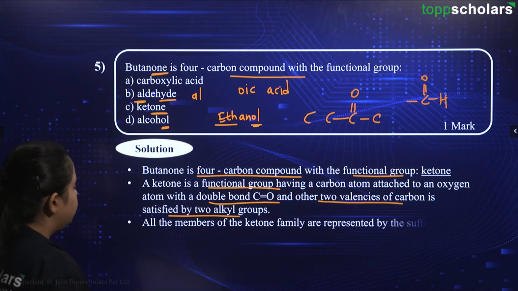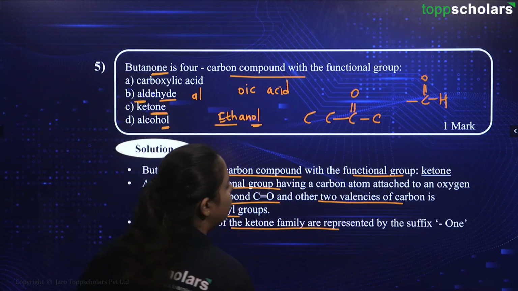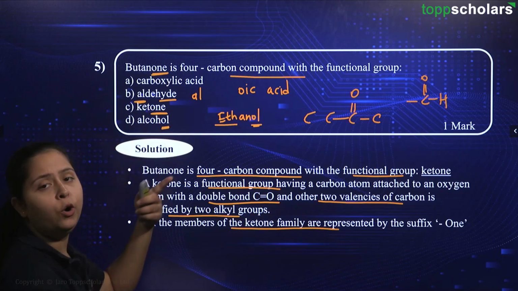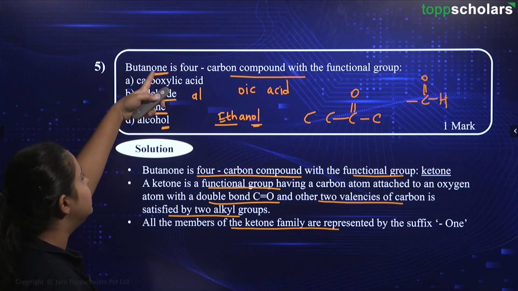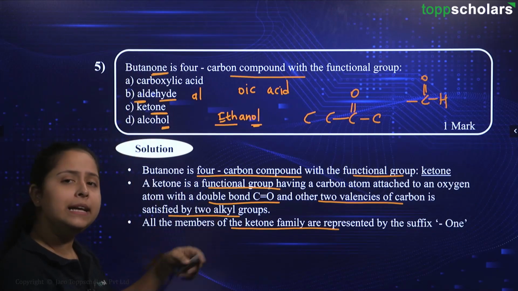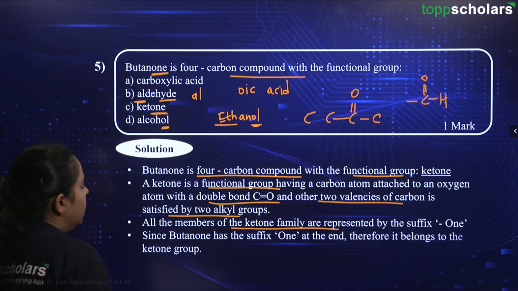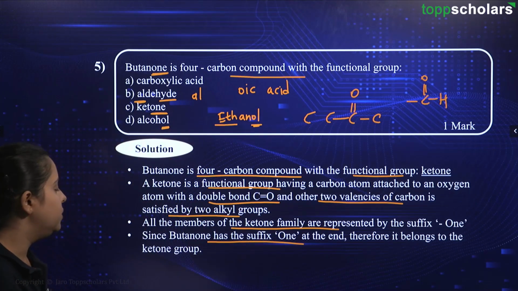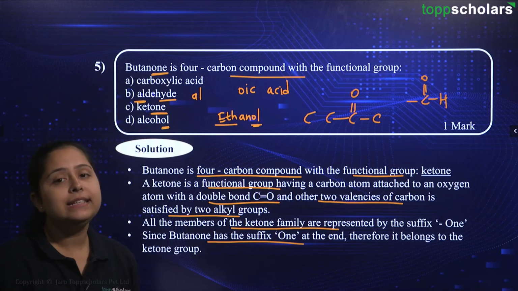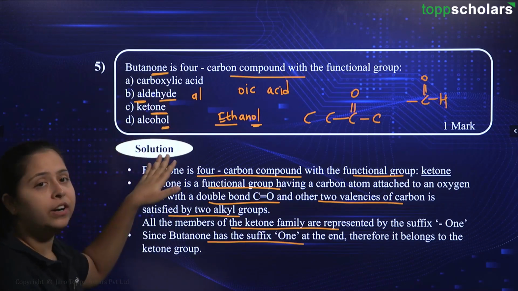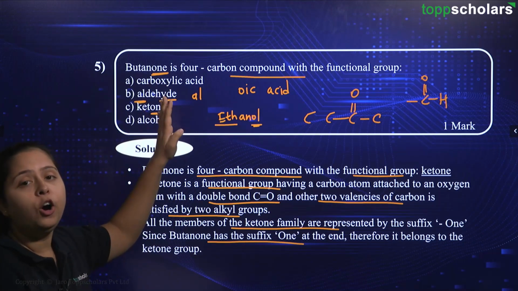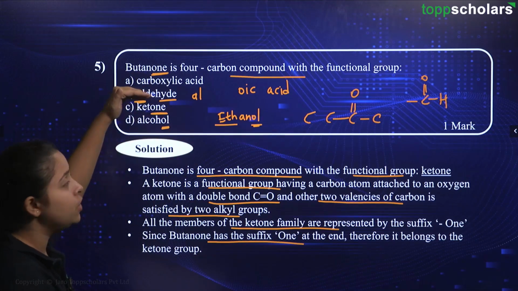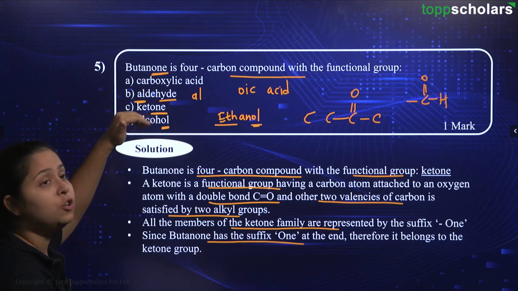Going ahead, all the members of the ketone family are represented by the suffix "-one". Hence, we have identified and correlated. This is having "-one", this is having "-one". So obviously, this compound is a ketone. Lastly, since butanone has the suffix "-one" at the end, it belongs to the ketone group. So, friends, in this question we have talked about different functional groups. If I talk about homologous series, this is the series of carboxylic acids, this is of aldehydes, this is of ketones, this is of alcohols.